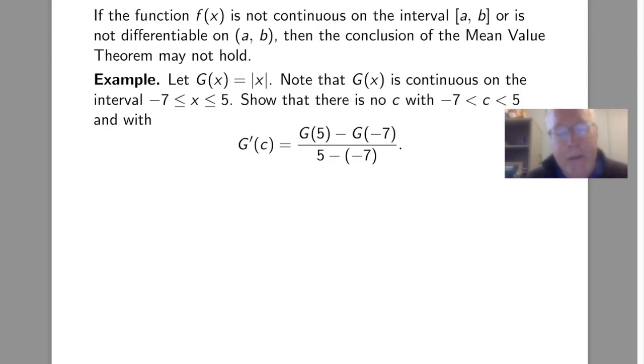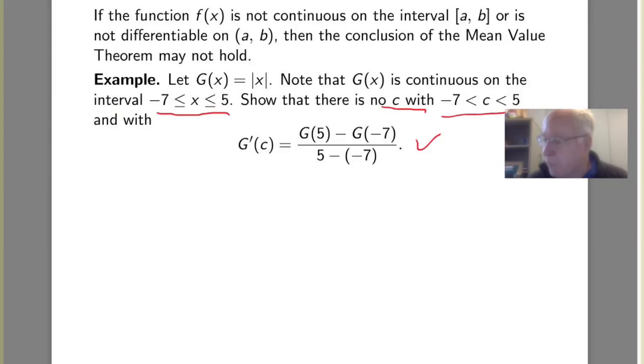So as our example, let's take capital G of x equals absolute value of x. And note that G of x is continuous on the closed interval from minus 7 to 5. In fact, the absolute value function is continuous everywhere. But we're going to show that there exists no c value between minus 7 and 5 for which the mean value equation holds. So in this equation, g prime of c equals g of 5 minus g of minus 7 over 5 minus minus 7, there is no solution. And of course, we haven't talked about the differentiability. We all know that the absolute value function is not differentiable at the point x equals 0. The graph has a corner there.